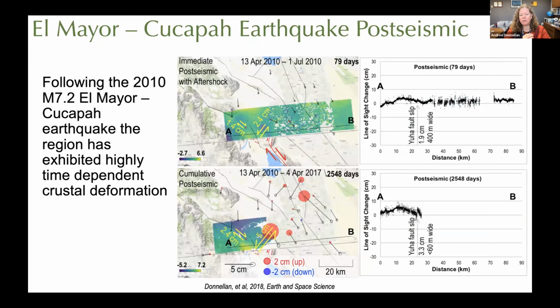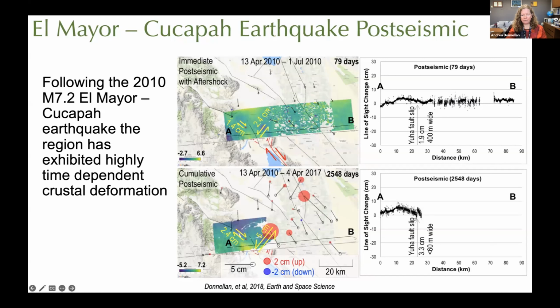We actually saw the same thing in the La Habra earthquake, where we saw triggered slip on surrounding faults as a result of that earthquake. In the post-seismic, we saw the rupture mostly occurred in Mexico. We saw 1.4 centimeters of right lateral slip up here, 2.4 centimeters of left lateral slip on the Yuha Fault. You can see a little bit of deformation. So this is distance across the field. This is spanning a 79-day time frame.